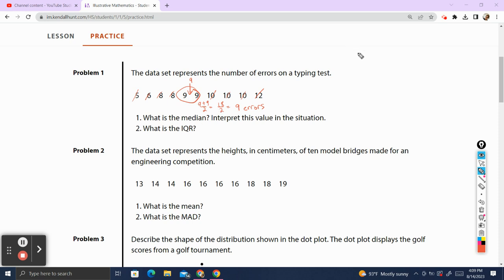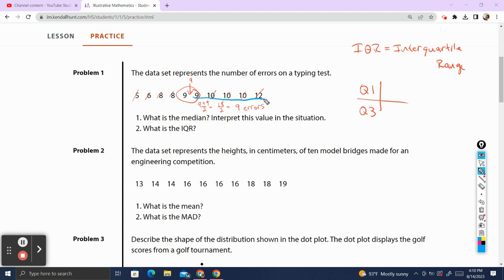Question number 2. What is IQR? IQR is a special way of writing interquartile range. Now, in our other videos, we talked about finding Q1 and Q3. So we've already found the median. After we find the median, we can go ahead and find Q1 and Q3. And these are just the medians of the top part of the data and the bottom part of the data.